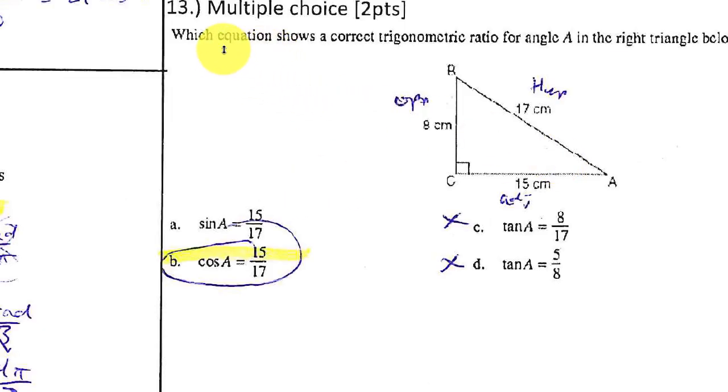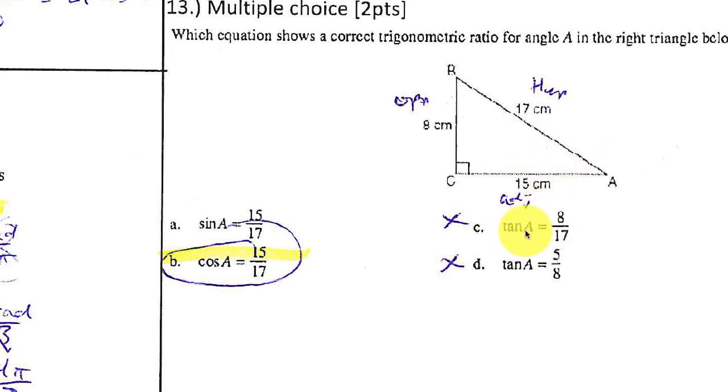Question number 13, which equation shows a correct trig ratio for angle A in the triangle below? Angle A is here, and so I'll just walk through why the rest of these are wrong. Tangent of A is opposite over adjacent, so it would be 8 over 15, but this one has 8 over 17, so that's wrong. So again, label your triangle opposite, hypotenuse, and the third side is called the adjacent. This one says tangent A is 5/8. If you go across the opposite over adjacent, this should be 8 over 15.